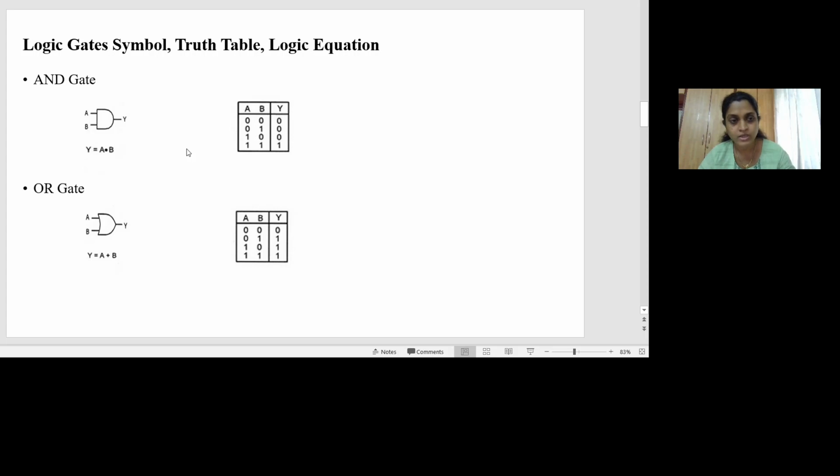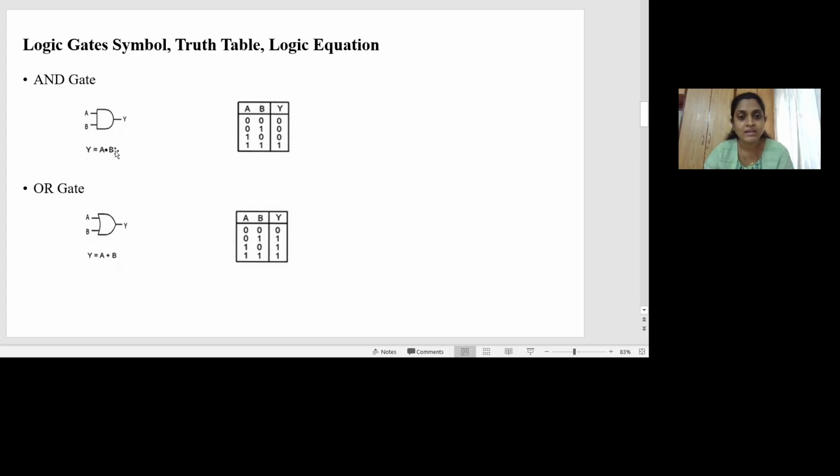Now, coming to the gates in detail, this I've shown is the symbol of an AND gate. Below the AND gate, I have shown a Boolean equation. The Boolean expression has to be read as Y equals A AND B. A and B are the two inputs, Y is the output. So, in order to obtain the output Y, this gate will do an AND operation between the two inputs A and B.